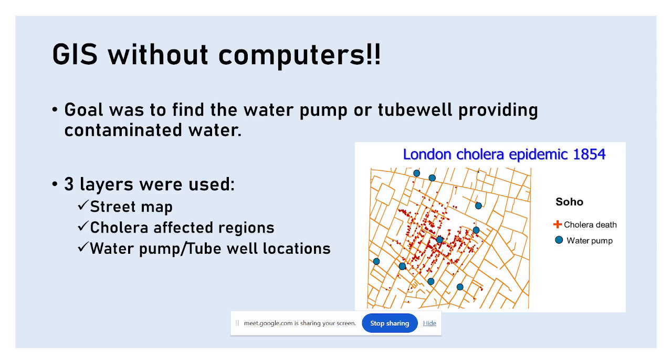This is purely you using the layers one upon the other and then determining the answer to your question. So layers is basically, if you just have the street map, that is one layer, then the cholera affected region is another layer, and the water pump or tube well locations is yet another layer. You will be more familiar with this layer concept when you are actually doing all these things practically in a GIS software, then you will understand better.